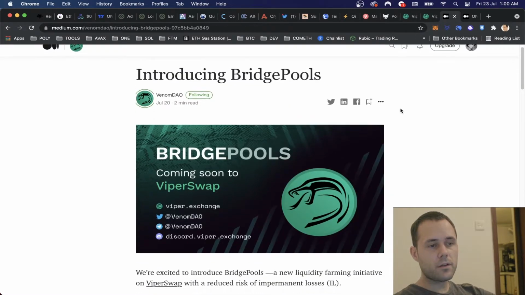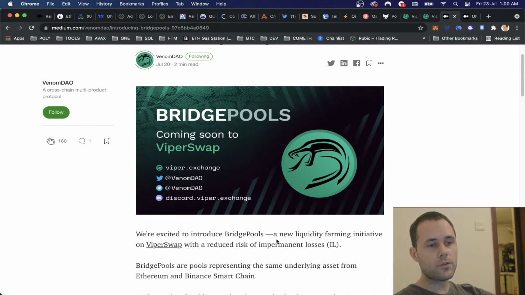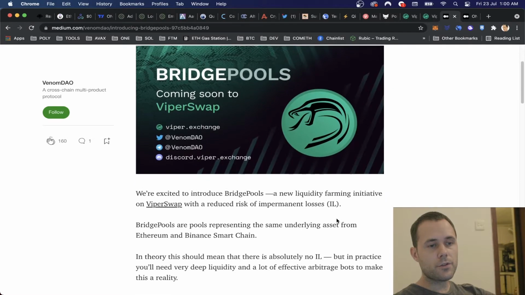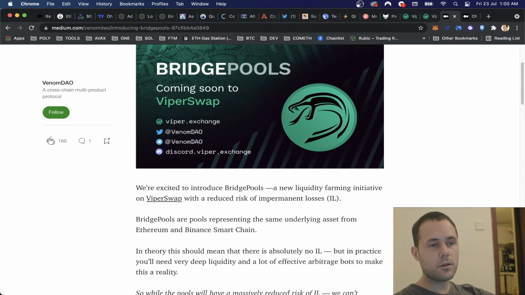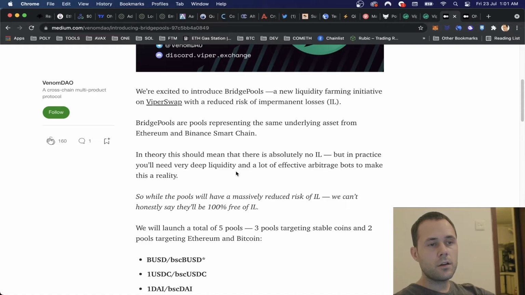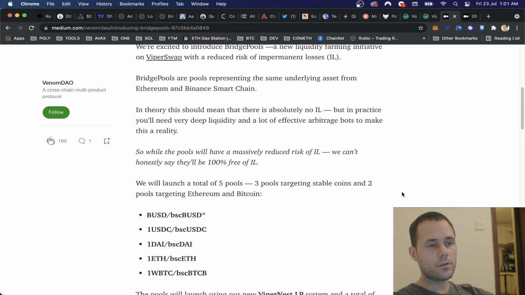So what is it? Bridge pools, a new liquidity farming incentive with sort of reduced impermanent loss risk. The bridge pools are representing the same underlying asset from Ethereum and Binance Smart Chain. In theory, that should mean there's no impermanent loss, but in practice, you'll need very deep liquidity and a lot of effective arbitrage bots to make this a reality. So, okay, they can't guarantee 100% free from IL.